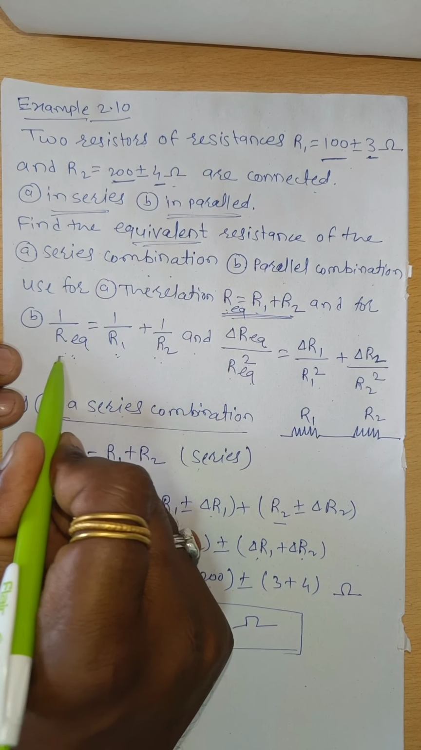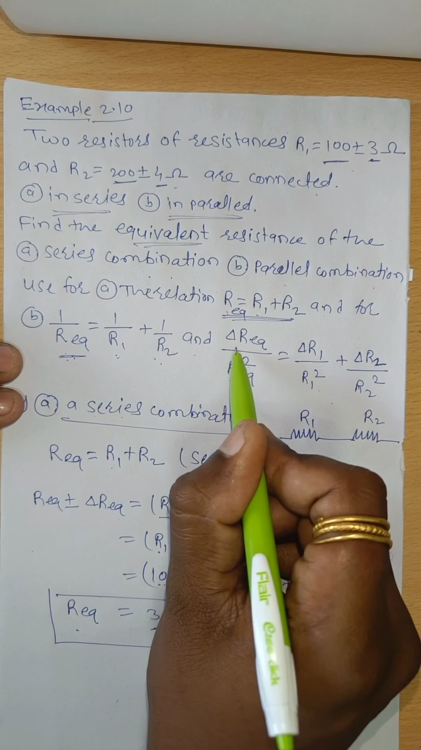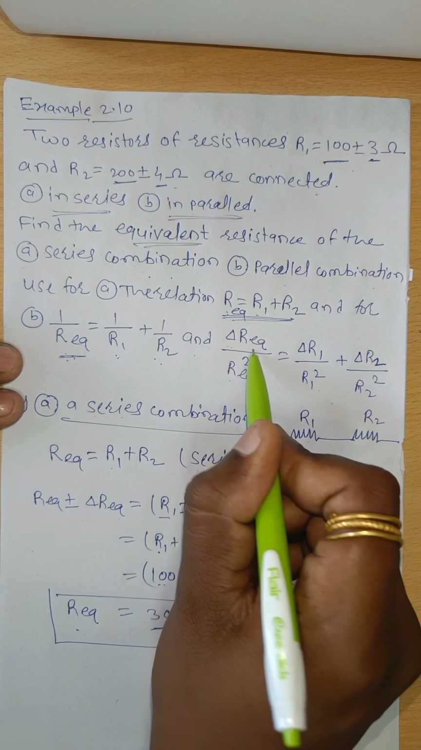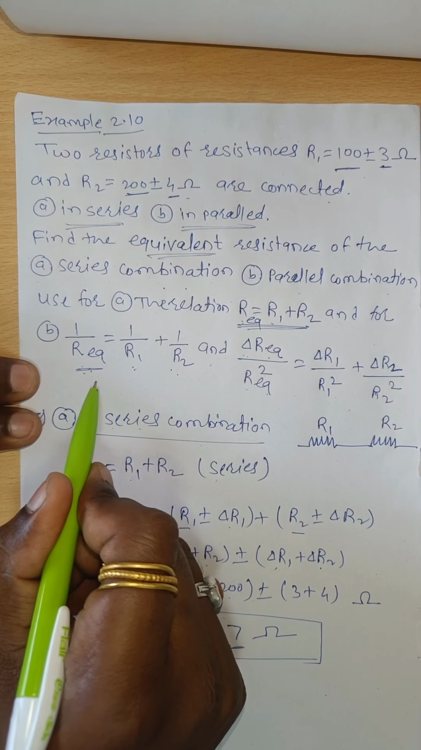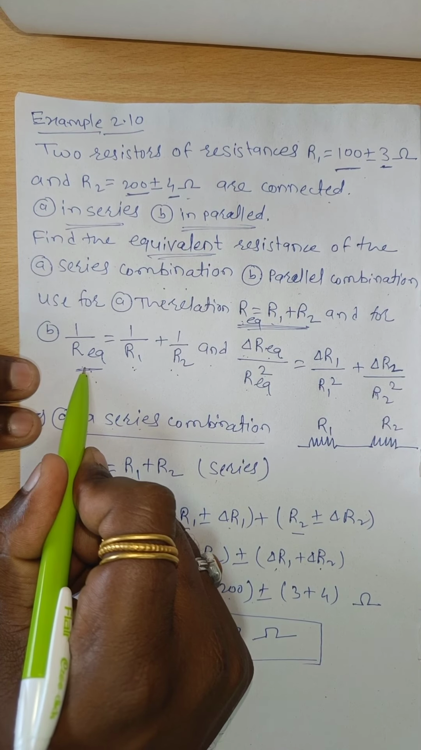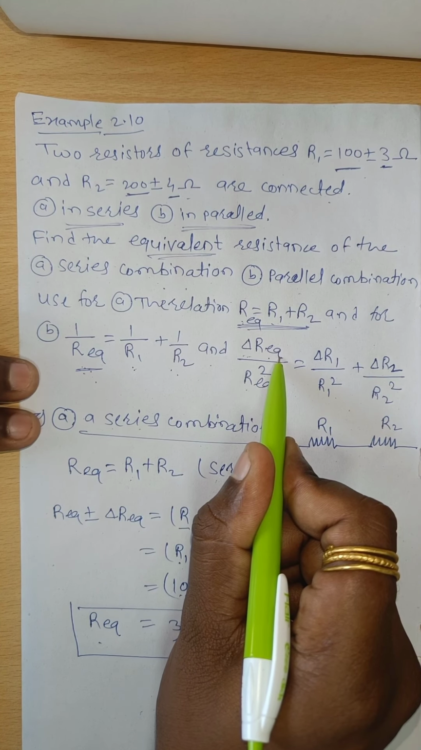From that we have to find out R equivalent, and using the second formula we have to determine delta R equivalent. Now first, using the first formula we determine R equivalent, and using the second formula we determine delta R equivalent.